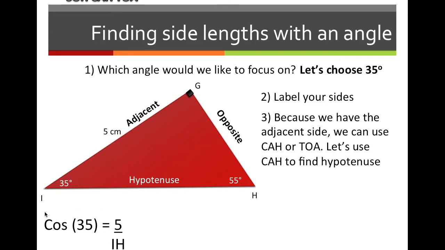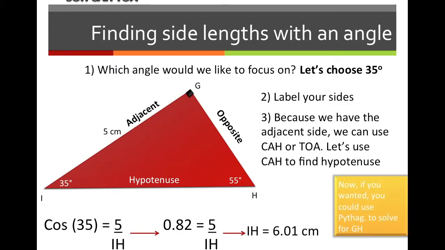This is what we would set up our ratio to be: CAH, cos of 35 is equal to the adjacent side over the hypotenuse. You could right now plug in cos of 35 on your calculator and round if you don't want to do it all at once. And then you would do the fish method, which was 5 times 1 divided by the cos of 35, which tells us that the hypotenuse is 6.01 centimeters.